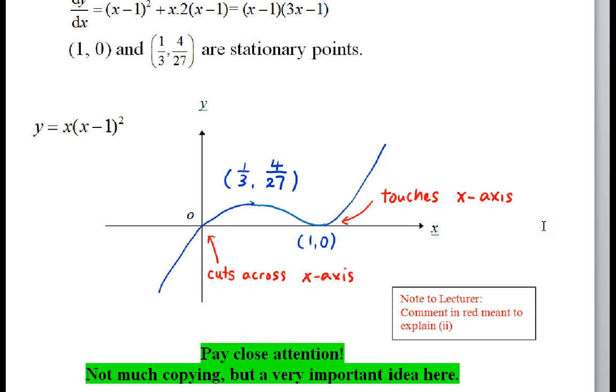The comments in red you ignore for the time being, okay? Don't copy the comments in red first. You just sketch the blue because this is a simple cubic curve. It should cut 0, 0. It should cut 1, 0. It should have a maximum point here, and it's just a simple cubic. No problem.